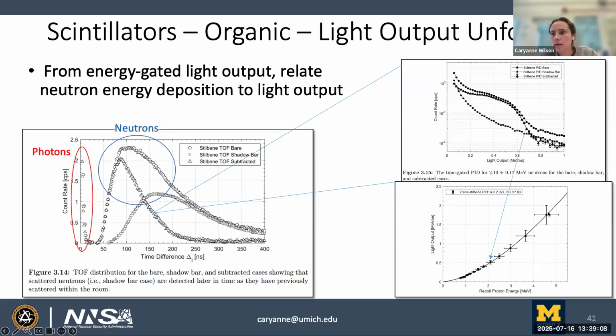And that is done. This photo shows calculation of Birks' parameters, but you basically just use a function developed in literature to be able to convert between light output and energy of a neutron. And then high energy neutrons will have less quenching, so you get more light output per MeV deposited. So that's what defines the shape of this.